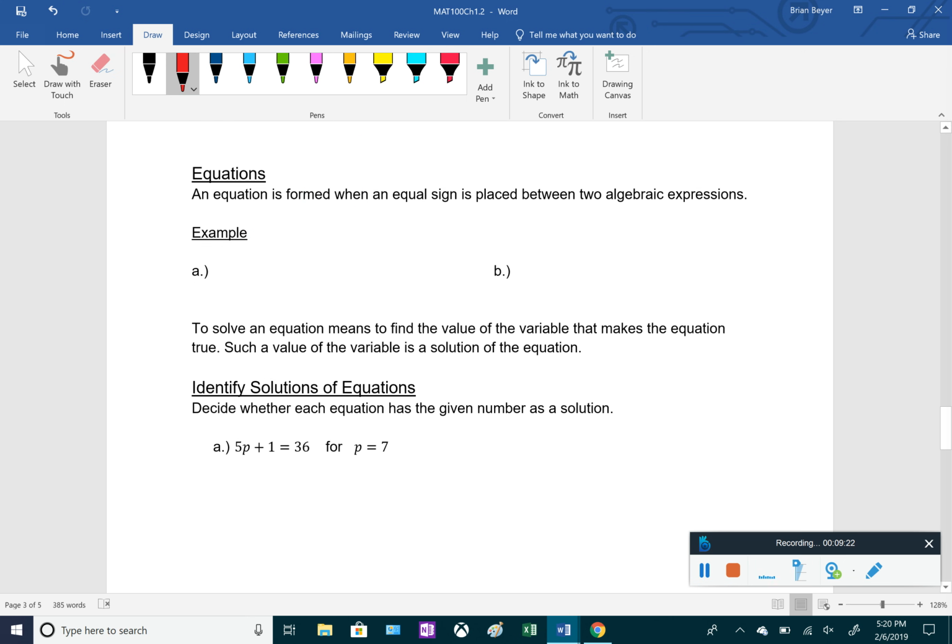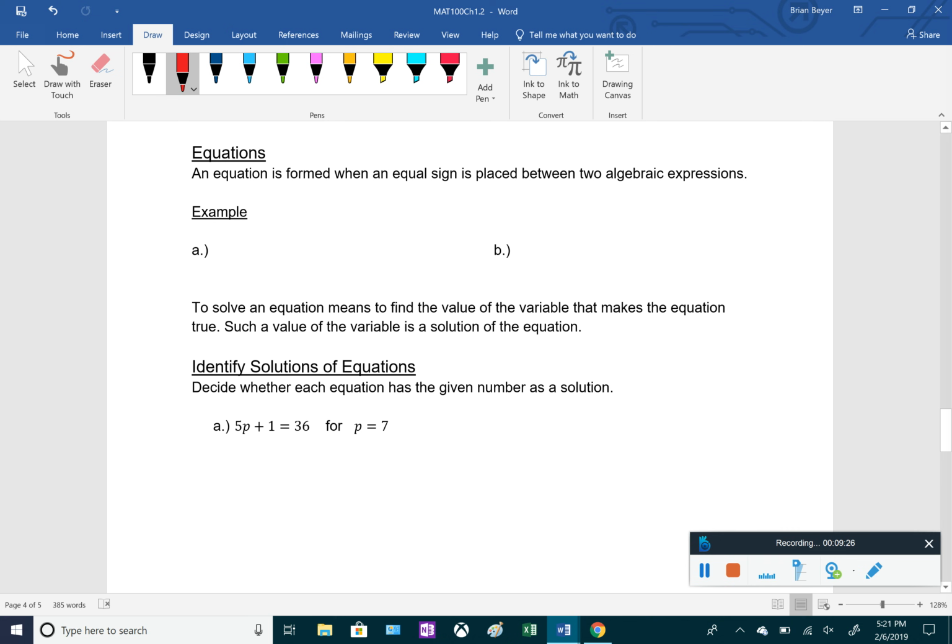Okay, next thing is going to be equations. So an equation is formed when an equal sign is placed between two algebraic expressions. So something like, for example, x plus 4 equals 11. It's an equation because we have an equal sign. There's an expression on the left, an expression on the right of the equal sign. And maybe something like 4p plus 1 equals 25 minus p. So expression on the left, expression on the right, equal sign, we have an equation.